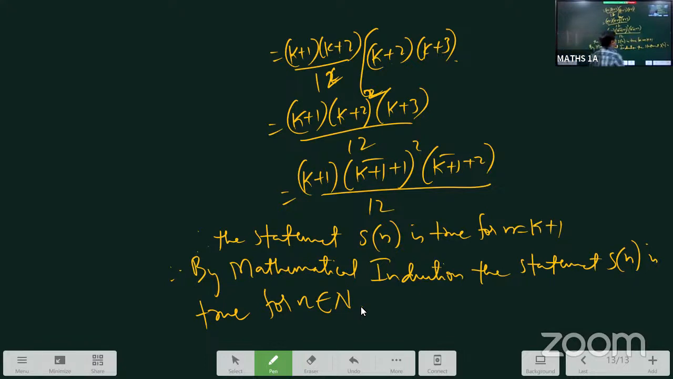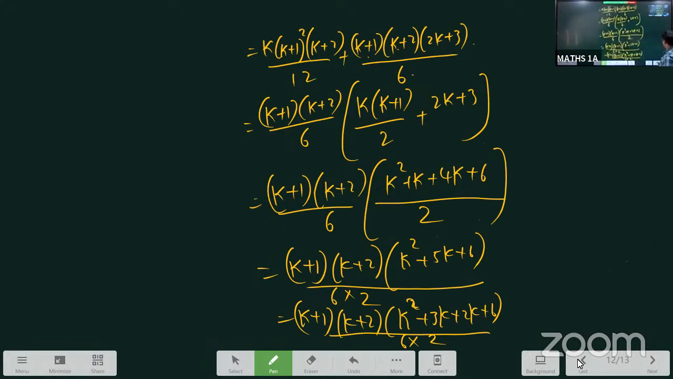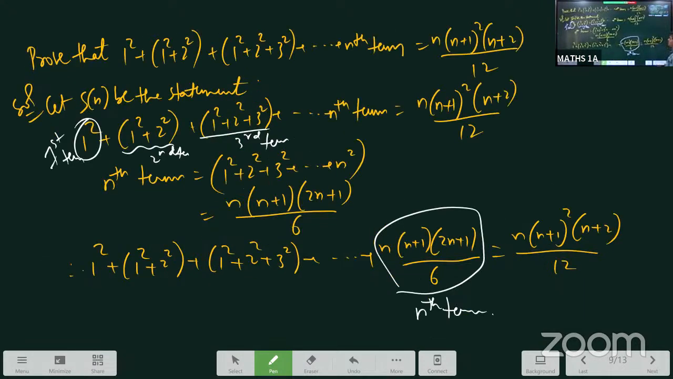You can have a look. These are very lengthy sums. So nth term is not given. Find nth term first. That is 1 square plus 2 square plus 3 square plus so on plus n square, that is n into n plus 1 into 2n plus 1 by 6. That is your nth term.